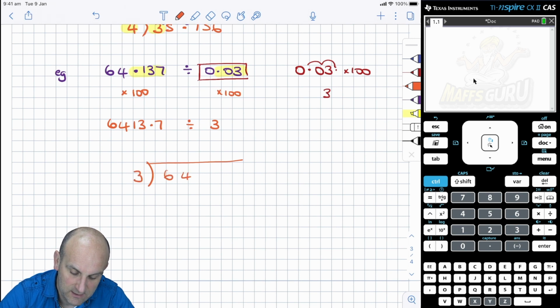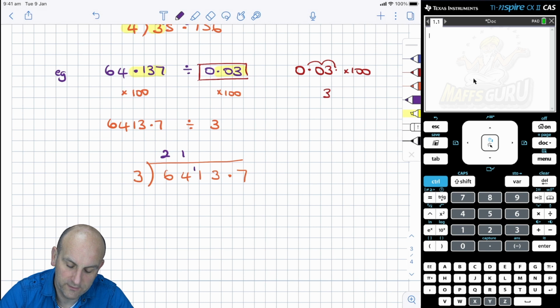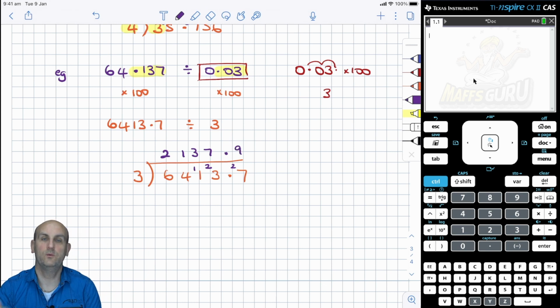Because if I do 3 into 6413.7, let's see, 3's into 6 go 2, 3's into 4 go 1, remainder 1, 3's into 11 go 3, remainder 2, 3's into 23 go 7, don't forget to do the decimal point, remainder 2, and 3's into 27 go 9, and ladies and gentlemen, we have our final answer.